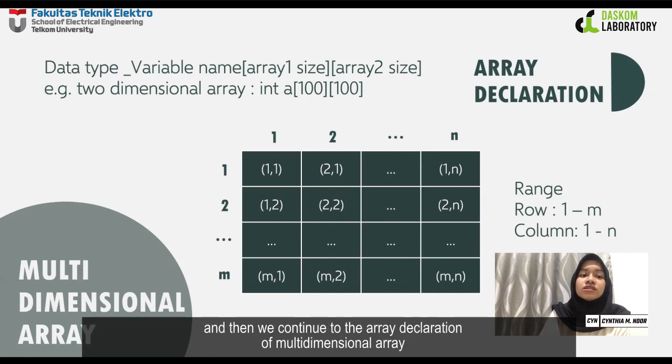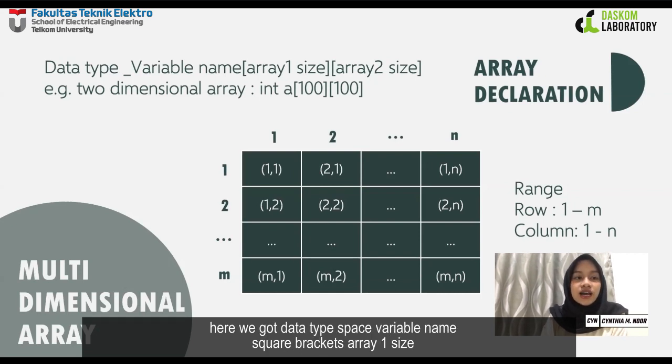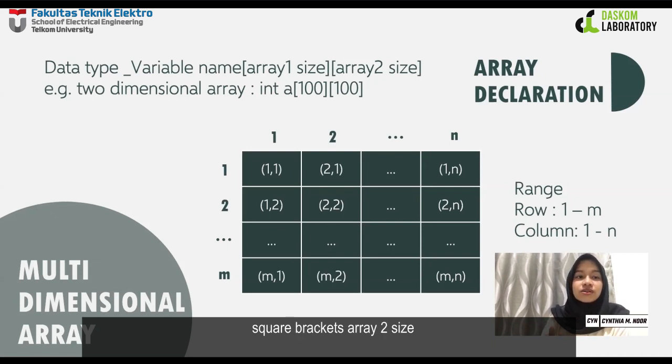And then we continue to the array declaration of a multidimensional array. Here we have data type, space, variable name, square brackets, array1 size, square brackets, array2 size. This example is for the two-dimensional array: int a for the variable name, and then square brackets 100, square brackets 100. This means the array 1 size is 100, the array 2 size is 100, so it would make a table of 100 times 100.